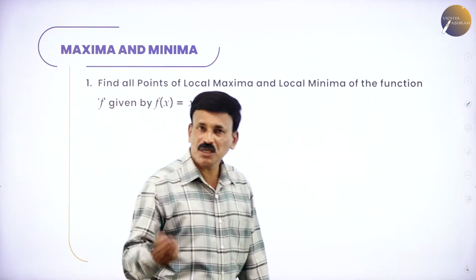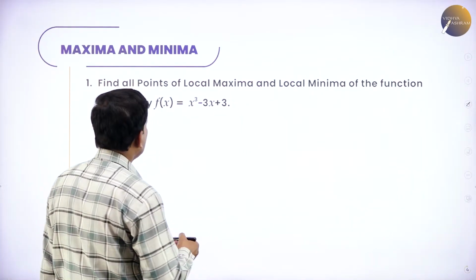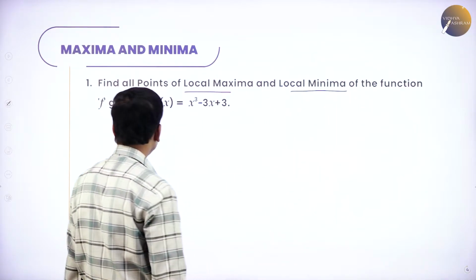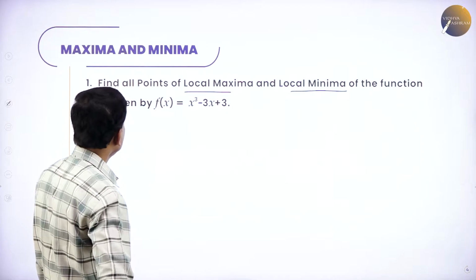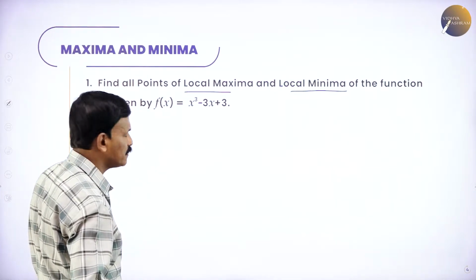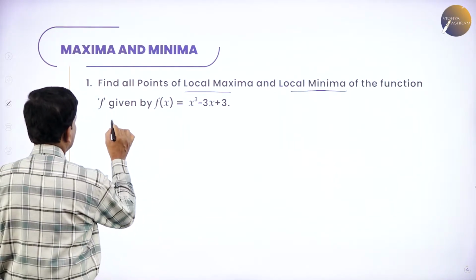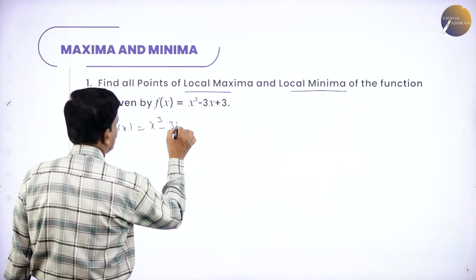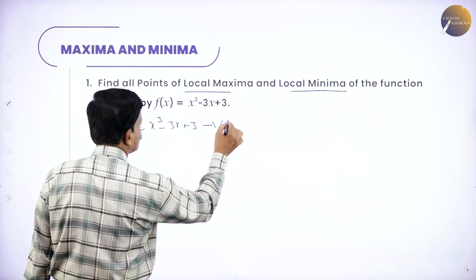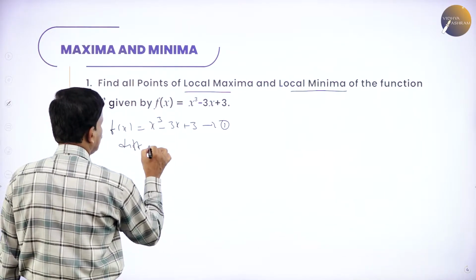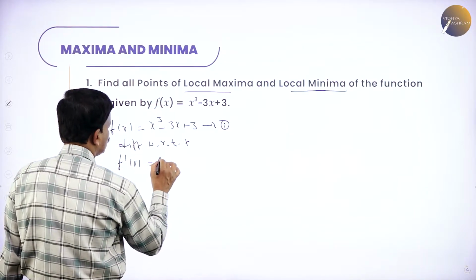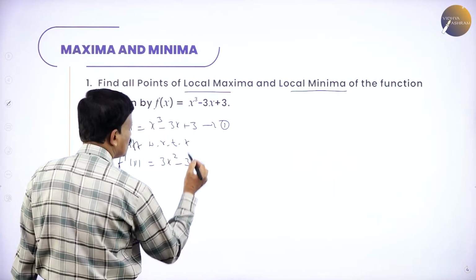Now, let us come to the problem. Find all the points of local maxima and local minima of the function given by f(x) = x^3 - 3x + 3. Let us represent f(x) = x^3 - 3x + 3 as equation number 1. Now, differentiating with respect to x, f'(x) = 3x^2 - 3.